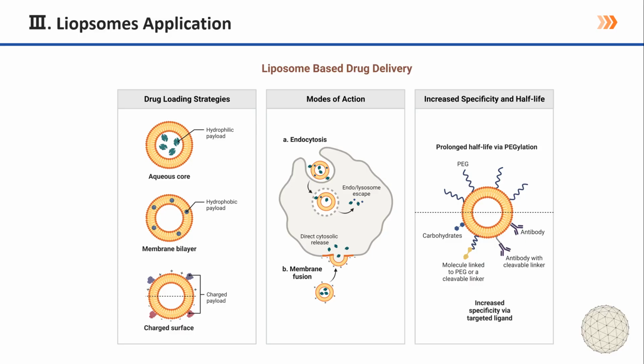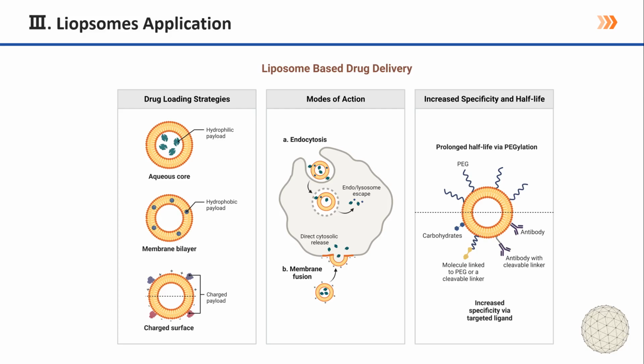Another mode of action is membrane fusion. By connecting a cleavable linker to the surface of the liposome, the linker can be broken when the liposome contacts the cell membrane, thereby achieving fusion of the liposome and the cell membrane and releasing the drug directly into the cytoplasm. This direct cytoplasmic release method can improve the efficiency of the drug and reduce the loss that may occur during the transport of the drug within the cell.